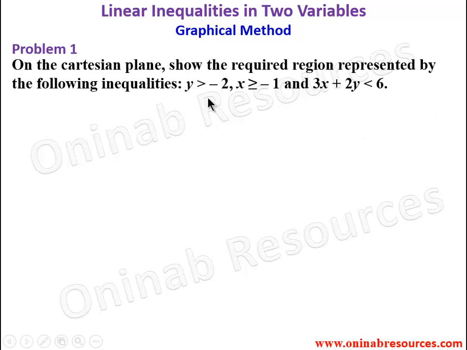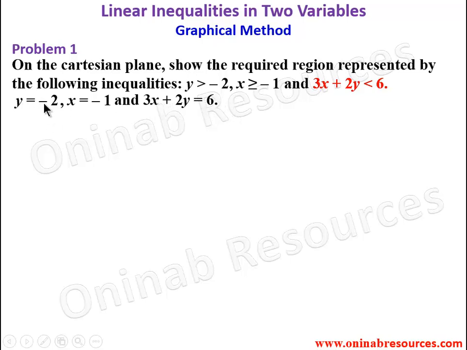So we start with y greater than -2, and that will give us y is equal to -2. And for x greater than or equal to -1, that will give us x is equal to -1. And finally, 3x plus 2y less than 6 will be 3x plus 2y is equal to 6.